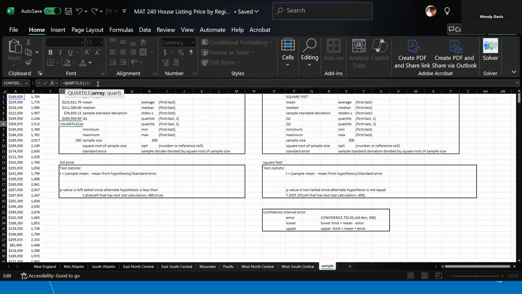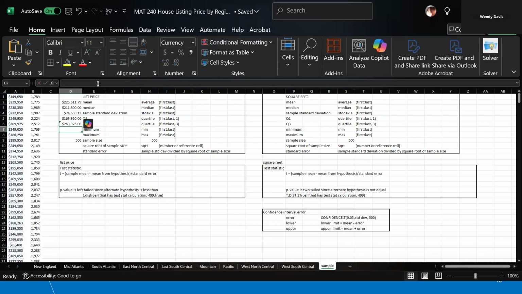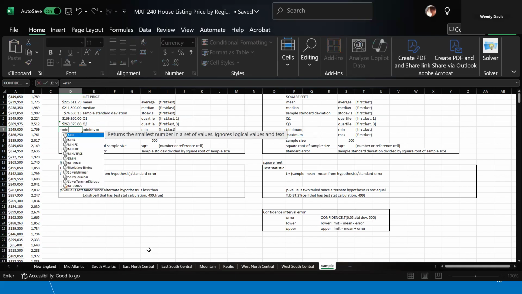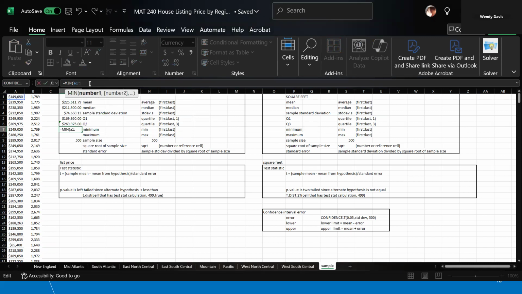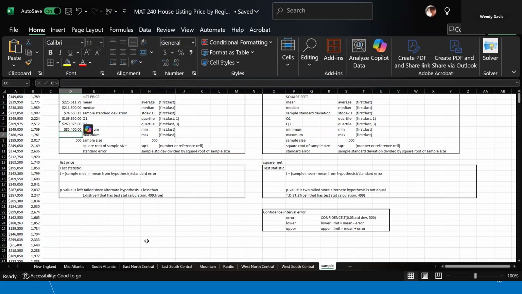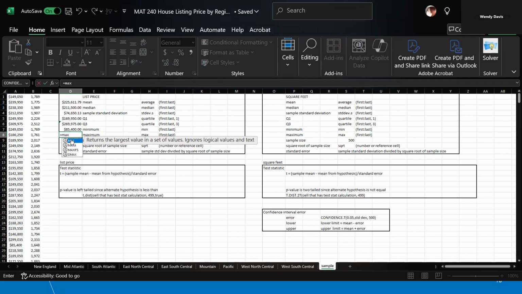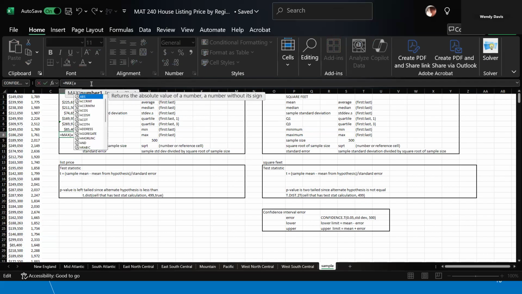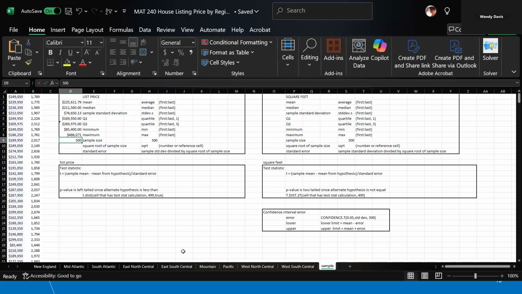A1 colon A500 and the third quartile. Okay, minimum, you don't have to do that. I just thought it would be a nice thing to show because these values are our 5-number summary in terms of mean, median, the quartiles, and the max. Okay, it might be a nice thing to put in your report, in your data summary. Okay, our sample size is 500.